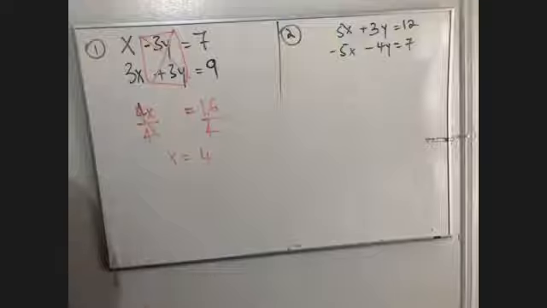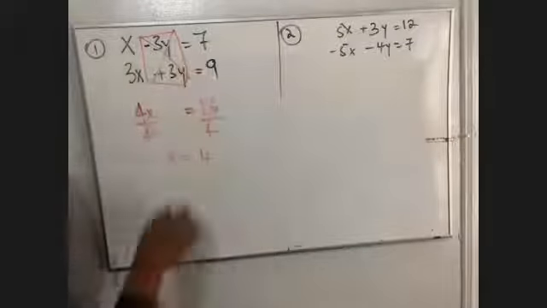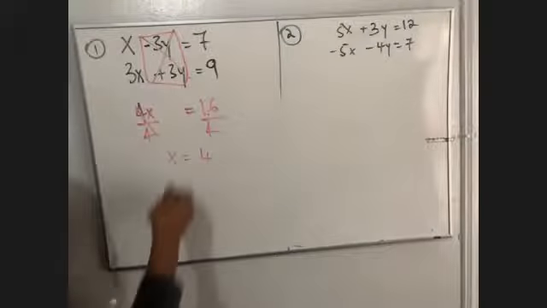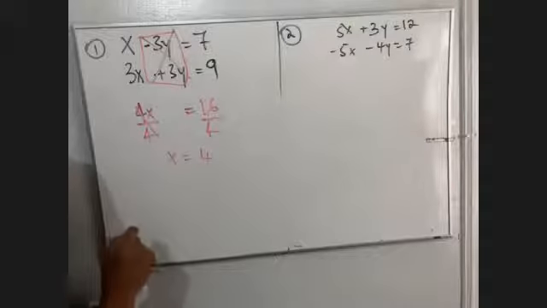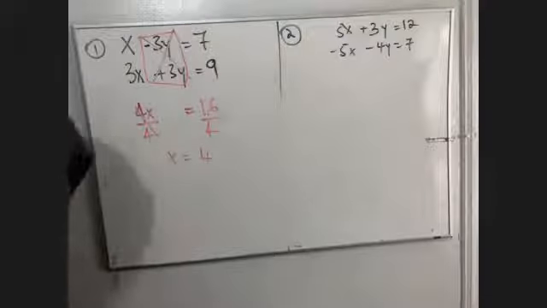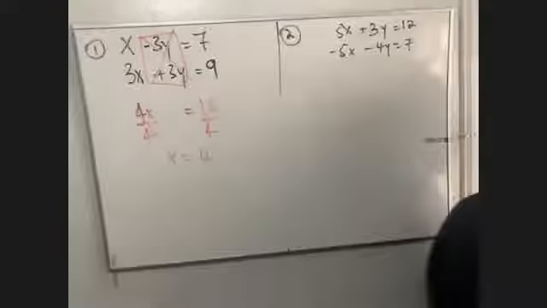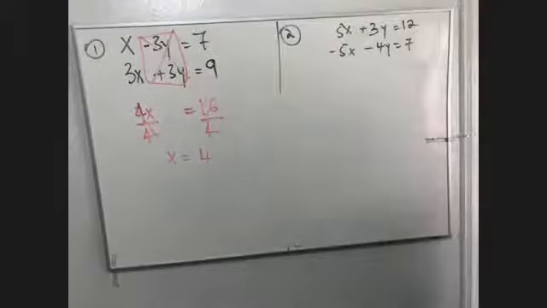Now, instead of you guessing numbers, this is what you're supposed to do to get the value of x equals 4. Now that you have gotten the value of x equals 4, are you done with the question? Remember what I told you. I told you that we need to find the value of x and y. Now, are we done based on this problem? Yes or no? No, we need to find the value of y. Okay?